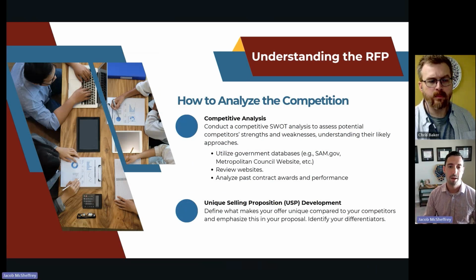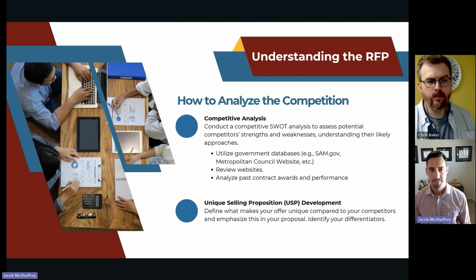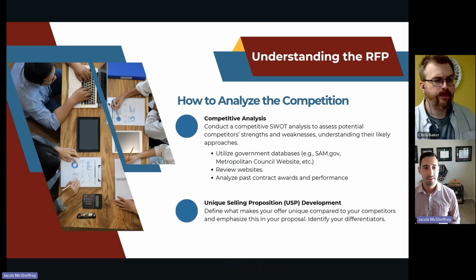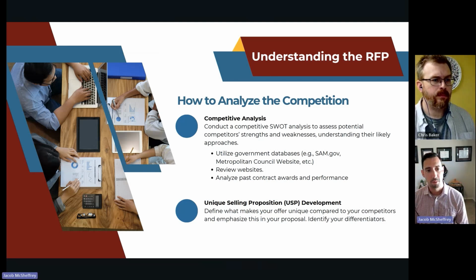So speaking about that competition, how do you analyze them? We're going to start with the competitive analysis. Many people have probably heard of a SWOT analysis: strengths, weaknesses, opportunities, threats. But there's also a competitive SWOT analysis, where you're basically conducting a SWOT analysis for your competition. So conduct a competitive SWOT analysis to assess potential competitors' strengths, weaknesses, opportunities and threats, understanding their likely approaches.